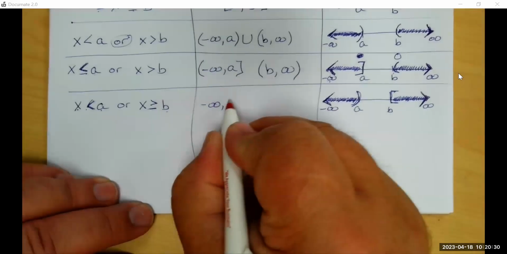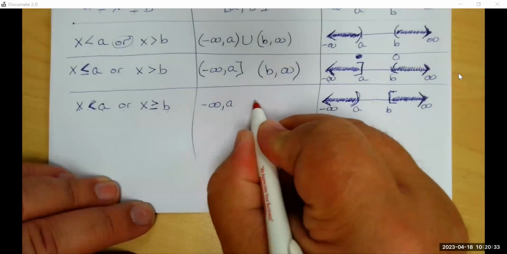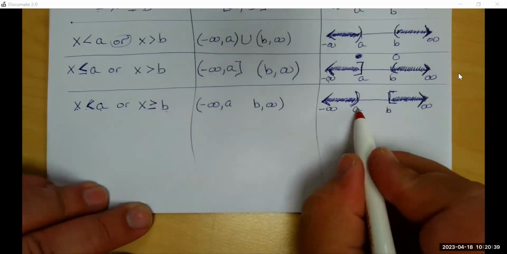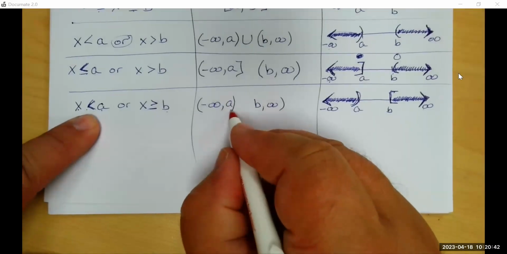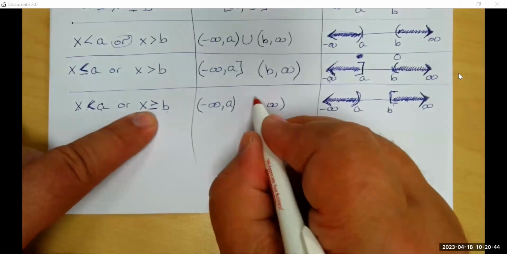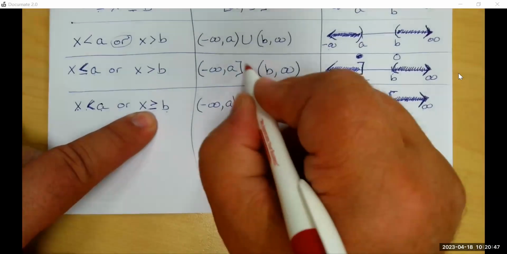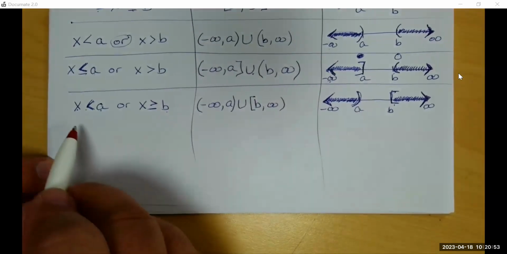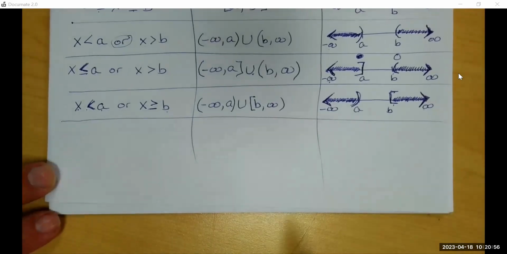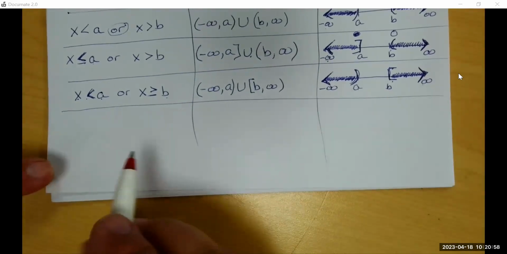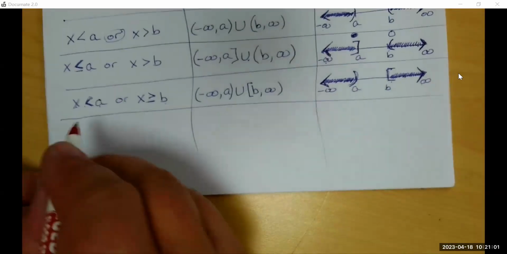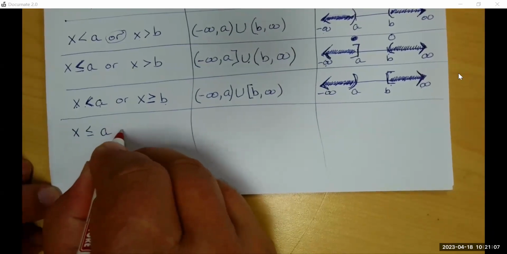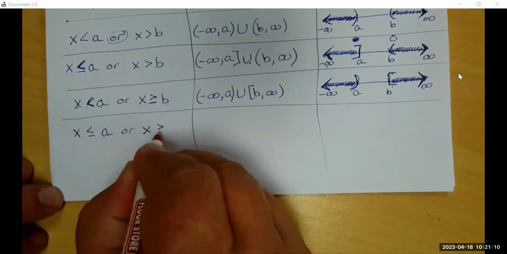So negative infinity to A, and then from B to positive infinity. Infinities always have a parenthesis. A is not included, so it's a parenthesis. B is included, so it's a bracket with a union in the middle. And the one above there, you have to have a U in between there. X is less than A, or X is greater than or equal to B.